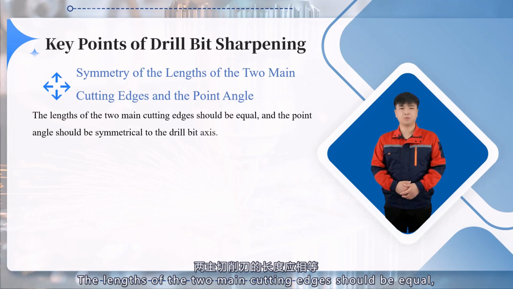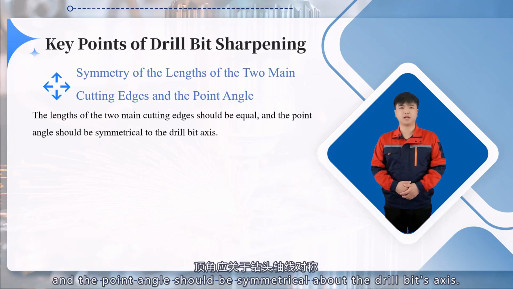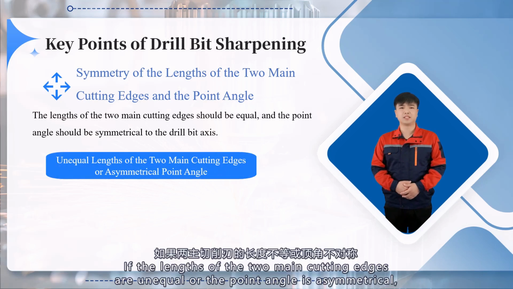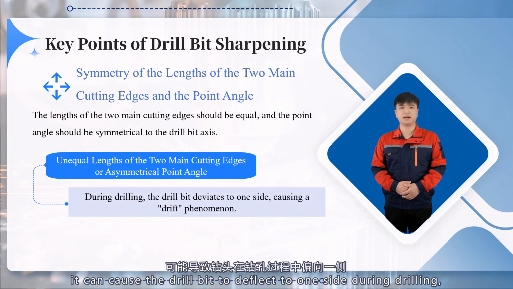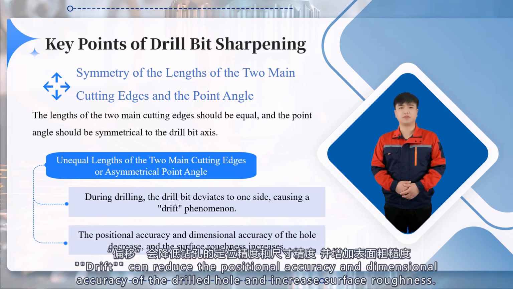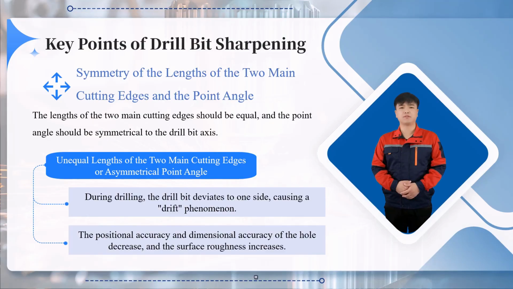The length of the two main cutting edges should be equal, and the point angle should be symmetrical about the drill bit's axis. If the lengths of the two main cutting edges are unequal, or the point angle is asymmetrical, it can cause the drill bit to deflect to one side during drilling, resulting in a drift phenomenon. Drift can reduce the positional accuracy and dimensional accuracy of the drilled hole and increase surface roughness.